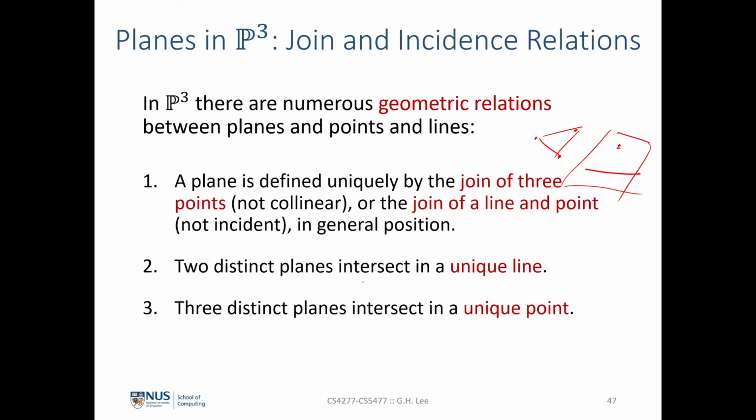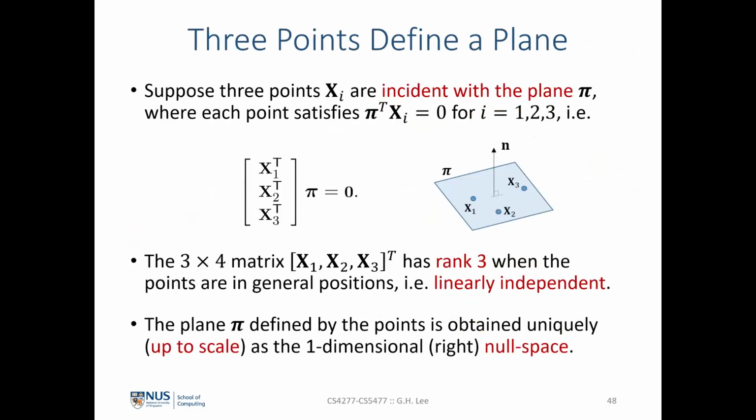And two distinct planes always intersect at a unique line. So this is analogous to lines on the 2D projective plane, which always intersect at a point. And three distinct planes will intersect at a unique point. So we'll see the explanation for all these later. And so first, let us look at the definition of 3 points defining a plane.